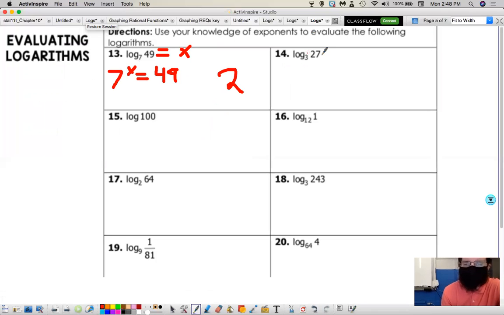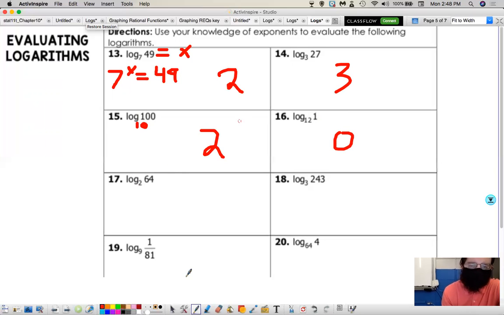3 to what power is 27? The third power. Oh, what about this log right here? Remember, that's understood base of 10. 10 to what power is 100? 2. 12 to what power is 1? 0.